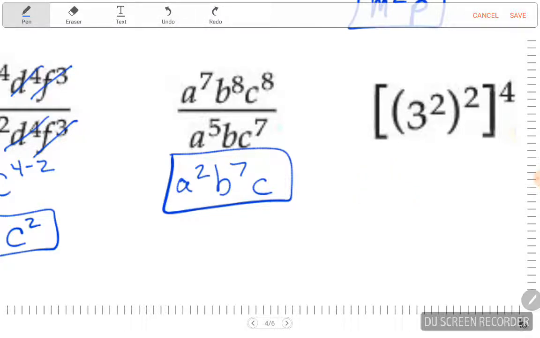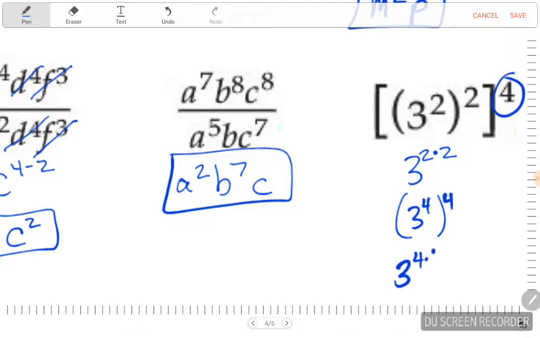With our rules, it's a power, so we multiply. So this is 3 to the 2 times 2, which would give me 3 to the 4th power. That's being raised to the 4th power. 3 to the 4 times 4 equals 3 to the 16th.